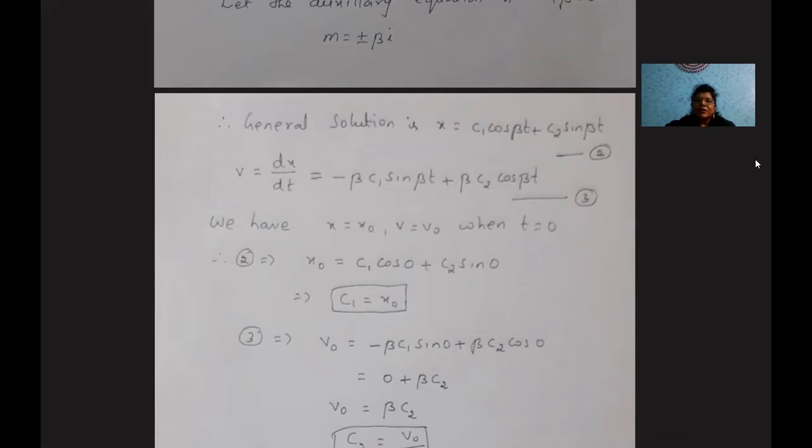So what is the general solution? e power 0t, that is 1, into C1 cos beta t plus C2 sin beta t, which I am keeping as equation number 2.